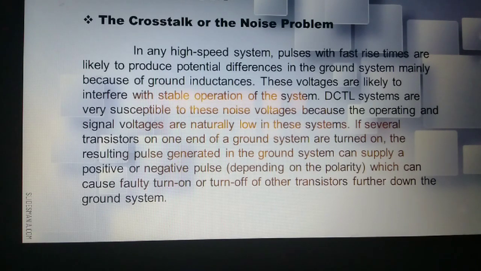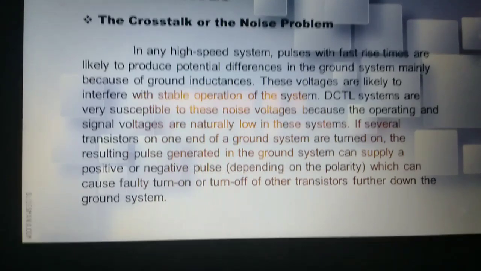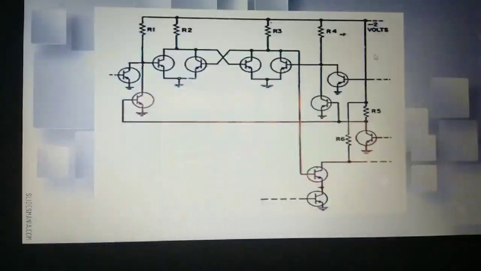So, another disadvantage pa niya is lower speed operation. Tapos yun nga, noise immunity will be less. Kaya nga, may noise problem. Tapos, ito nga pala yung actual sample ng DCTL logic.